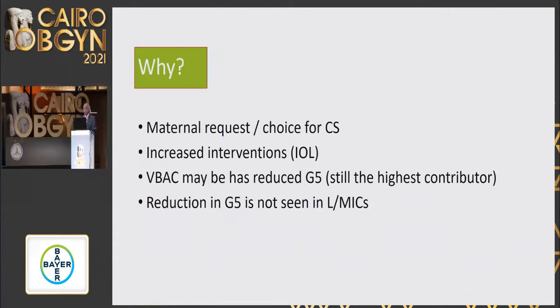Maybe group 2 has increased because more women are asking for a cesarean section straight away. They don't even want to try anything. Maybe our induction of labor intervention is increasing and a lot of it is failing, and they end up having a cesarean section. Both of these are still in group 2 Robsons. Maybe the decrease in group 5 is because VBACs, vaginal birth after cesarean section, being offered to women is having an effect. However, this effect is not noticed in low middle income countries. We are in this category, we as in Egypt.